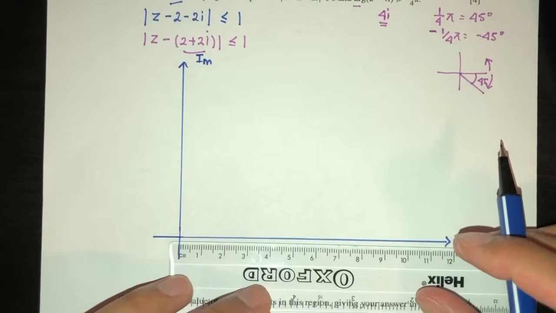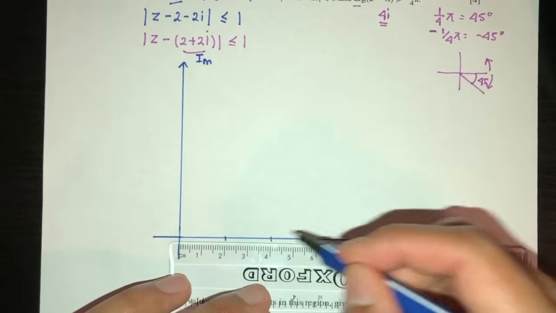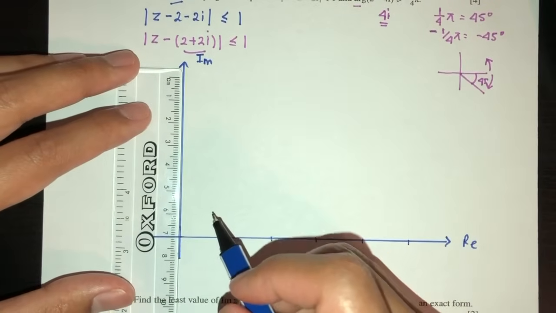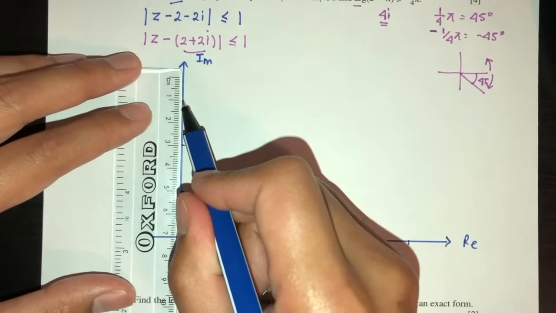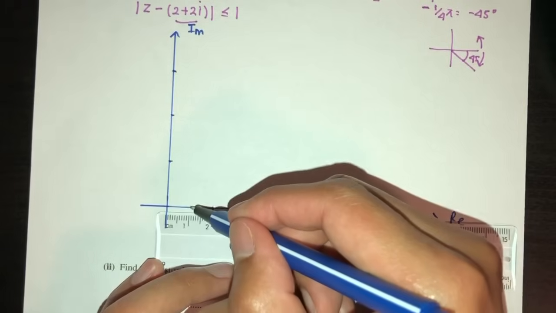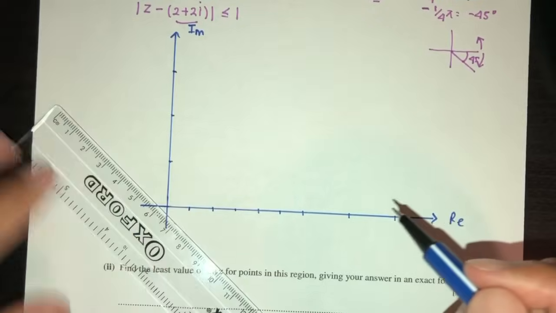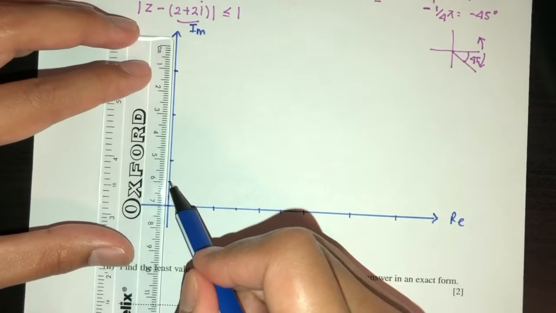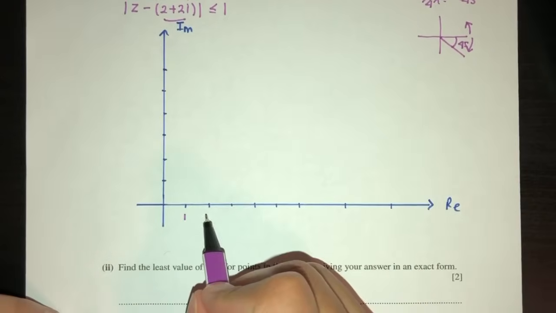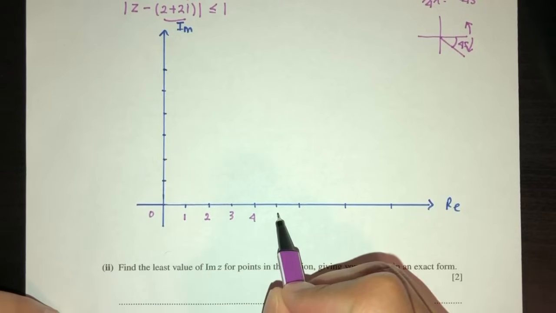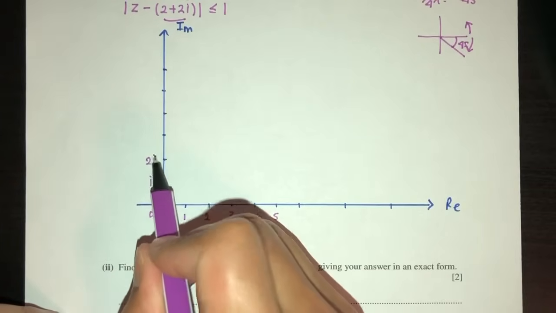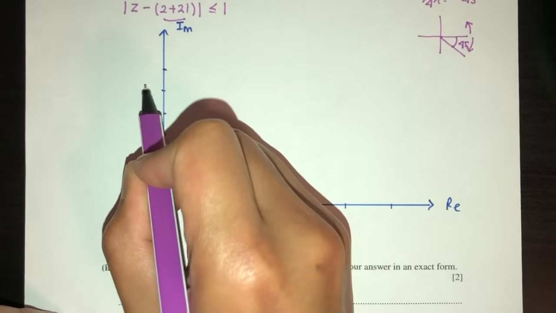So let's try to use some scales. We have 1, 2, 3, 4, 5. Here we have 1, 2, 3. I don't have much space here, so let's try our best to make it fit. So that will be 1, 3, 5. Okay, so let's label this. This will be 1, 2, this is 0, 3, 4, 5. This is your real axis. This is your imaginary axis. This will be i, 2i, 3i, and 4i. You can write 5i if you want to.